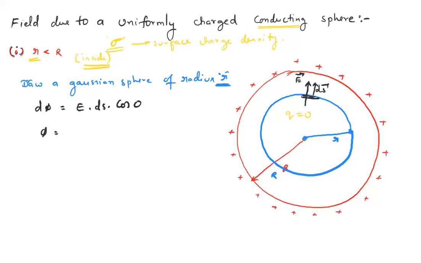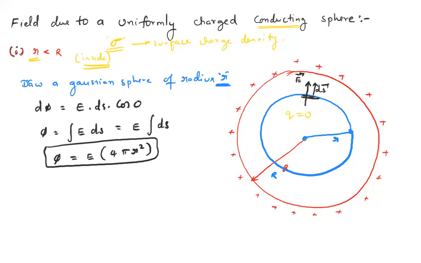Total flux is equal to the integral of E dS. Here the electric field intensity is the same at each and every point, so it is E times the integral of dS. Therefore total flux is E into 4 pi r square. Remember this expression for any Gaussian sphere: phi equals E into 4 pi r square.